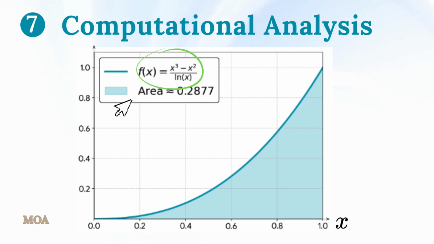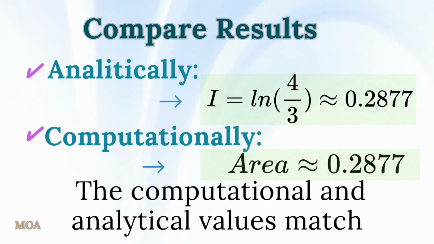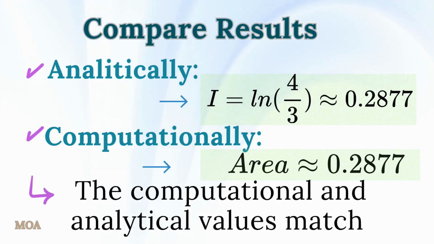Next, we move to the computational analysis stage. To do this, let f of x equal the quantity x cubed minus x squared divided by the natural logarithm of x. Using numerical software, we plot the curve of this function as shown in the attached figure on the slide. Computationally, the area bounded by the x-axis, the vertical lines x equals 0 and x equals 1, and the curve of the function is found to be approximately 0.2877. Analytically, applying Feynman's integration technique yields exactly the natural logarithm of 4 over 3, which evaluates to approximately 0.2877.